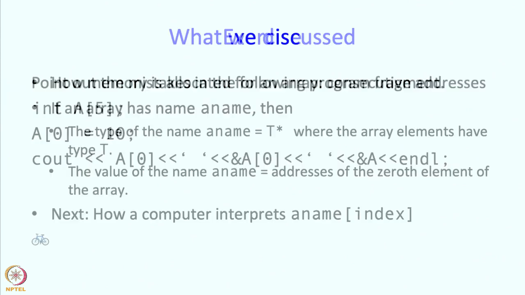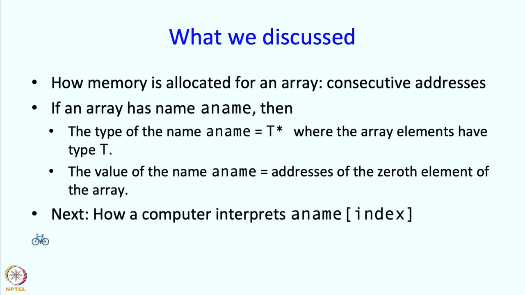All right, so what have we discussed in this segment? We said how memory is allocated for an array, and basically consecutive addresses are assigned; a contiguous region of memory is given to you. And we also said that if an array has name a name, then the type of the name is T star, where the array elements have type T. And the value of the name a name is the address of the 0th element of the array, or the starting address of the allocated region for this array.